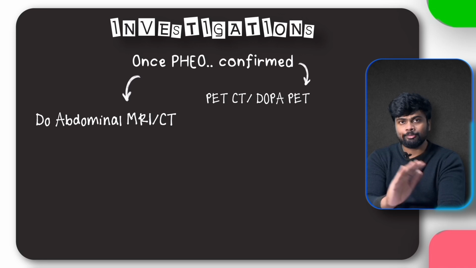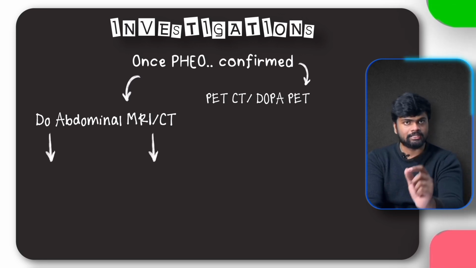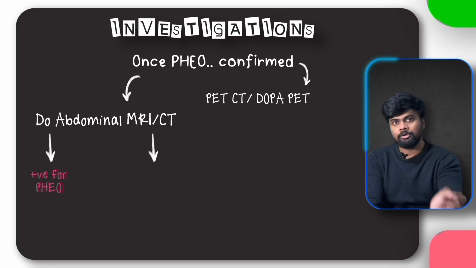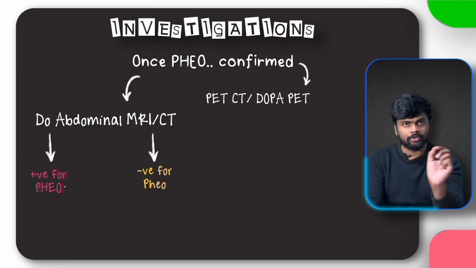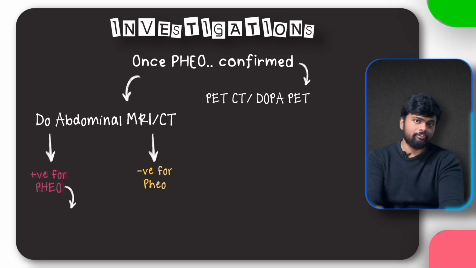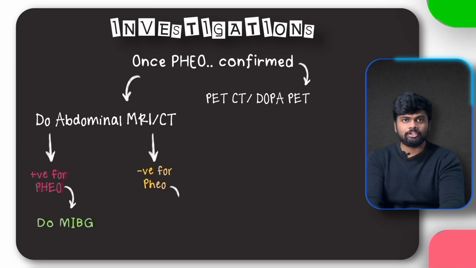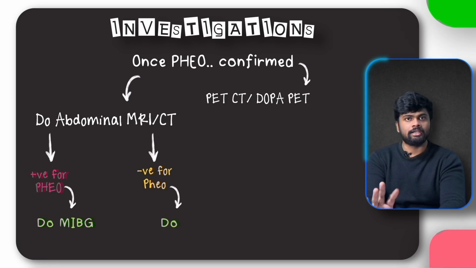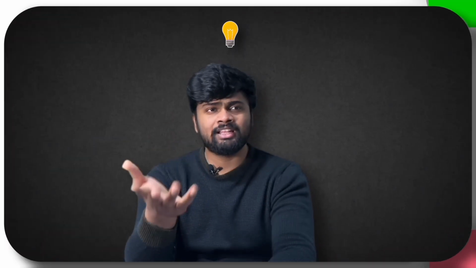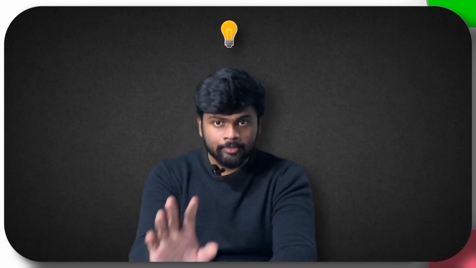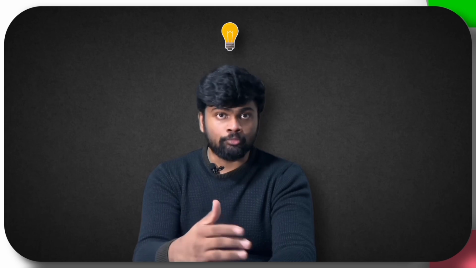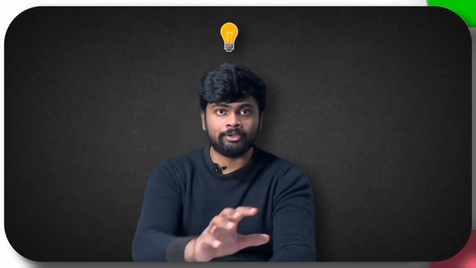Because of cost, we don't do that. So once we do abdominal CT or MRI, we get two results. Either there is presence of pheochromocytoma or there is absence of pheochromocytoma. If pheochromocytoma is present, we will do MIBG. If pheochromocytoma is absent, we will do MIBG again. Why are we doing MIBG? Or MIBG alone can be done. Why is there a need of abdominal CT or MRI? Because abdominal CT or MRI is more accurate in finding lesions in the abdominal area, but MIBG finds more accurately the lesions in the extra-abdominal area.